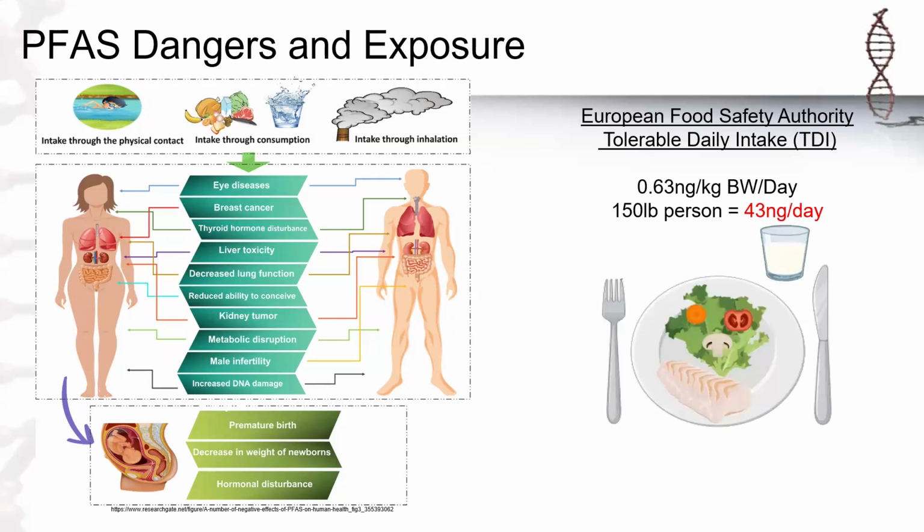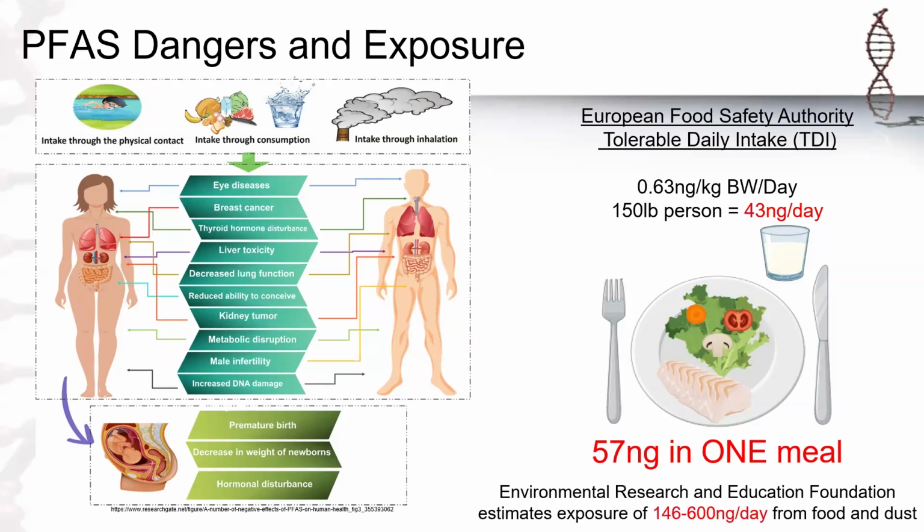So here you have a typical healthy salad with vegetables, an 8-ounce piece of cod, and a nice cold glass of Wisconsin milk. This single meal alone contains 57 nanograms of PFAS, which already puts you over the recommended TDI in this one meal alone.